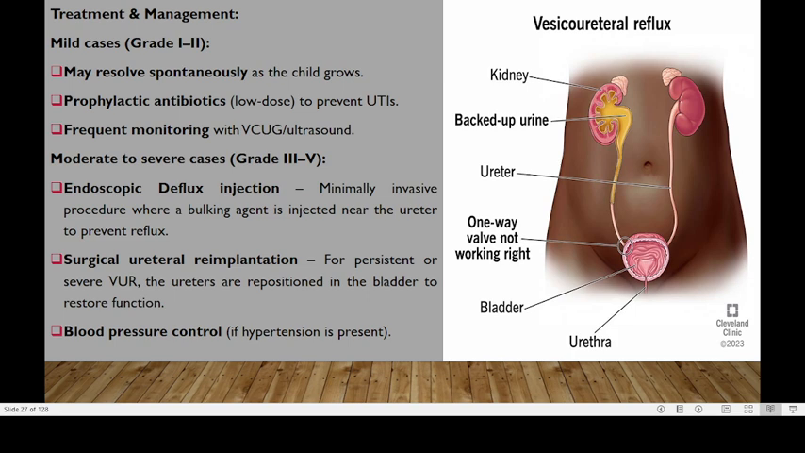For the moderate to severe cases, that is from grade 3 to grade 5, we could do endoscopic Deflux injection, that is a minimally invasive procedure where a bulking agent is injected near the ureter to prevent reflux. We also do the surgical ureteral reimplantation, that is for persistent and severe vesicoureteral reflux. The ureters are repositioned in the bladder to restore function. We also have blood pressure control, especially if hypertension is present.